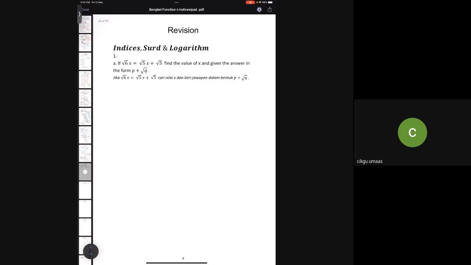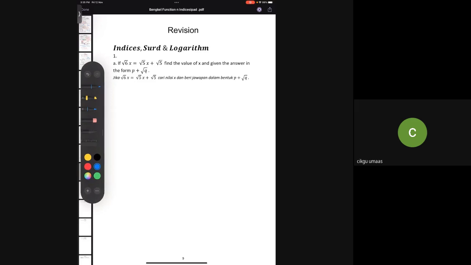Okay, let's start with the first one. I'm going to move this to the other side. So root 6x minus root 5x equal to root 5.